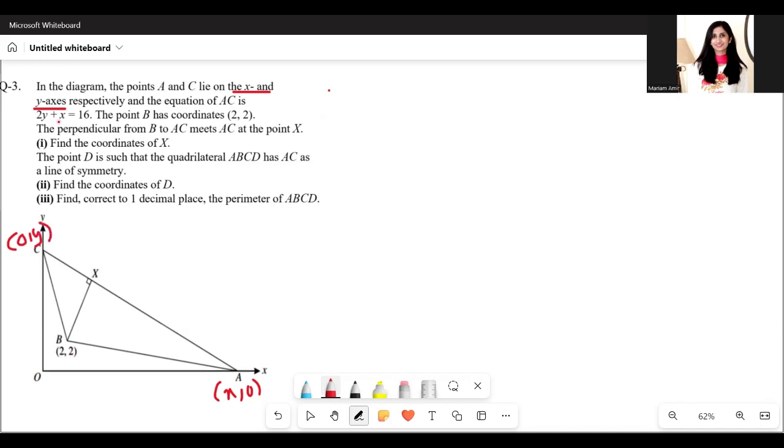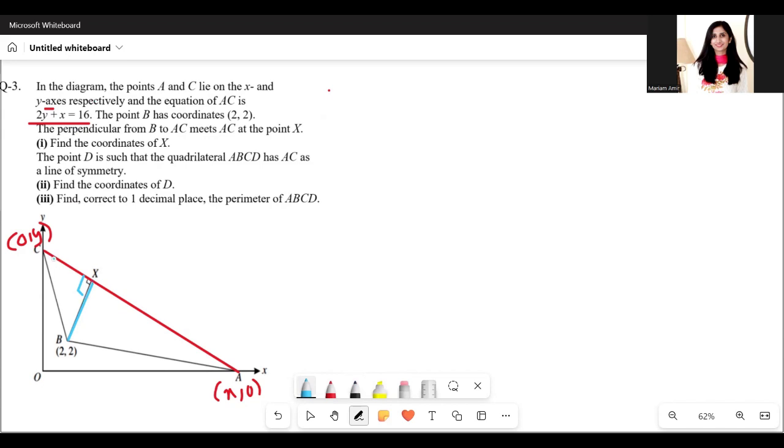Okay. So respectively, and the equation of AC is this. We're also given the equation of this line, so that's handy. That is 2y plus x equals 16. The point B has coordinates (2, 2). The perpendicular from B to AC meets AC at point X. So you're also given that this line is perpendicular to the given line. Find the coordinates of X. Okay, so we need the coordinates of X.